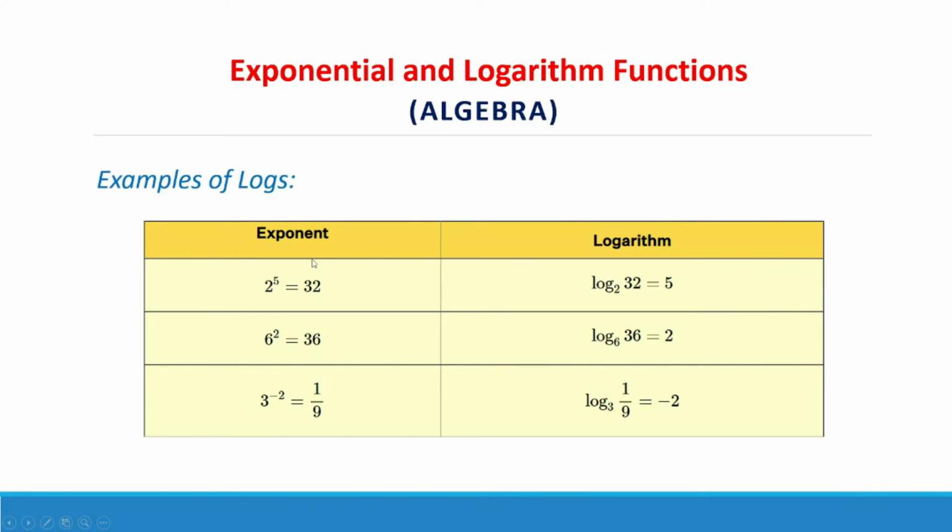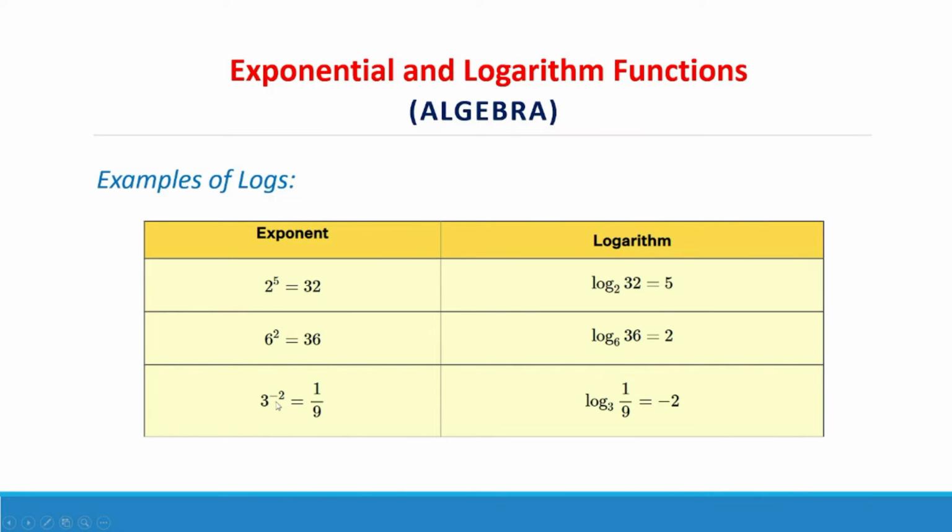Examples of logs. 2 exponent 5 is equal to 32, and in terms of logarithm, log of 32 with base 2 is equal to 5. 6 exponent 2 is equal to 36. In terms of logarithm, logarithm of 36 to the base 6 is equal to 2, which is the exponent in the given.